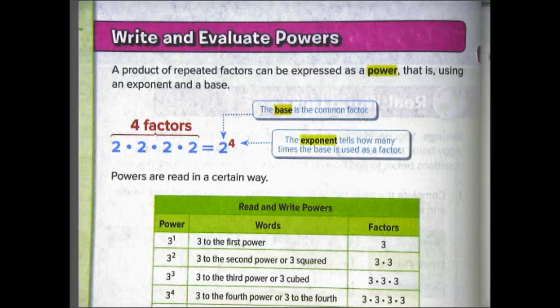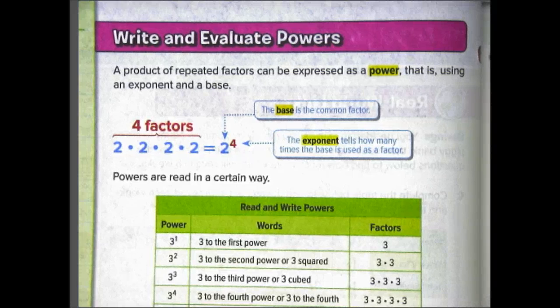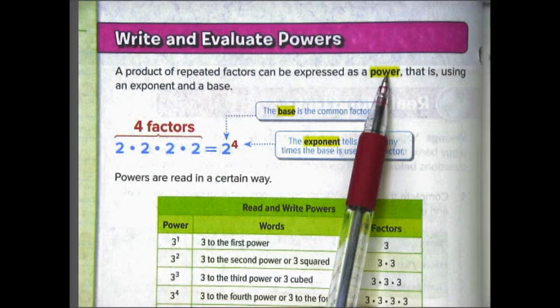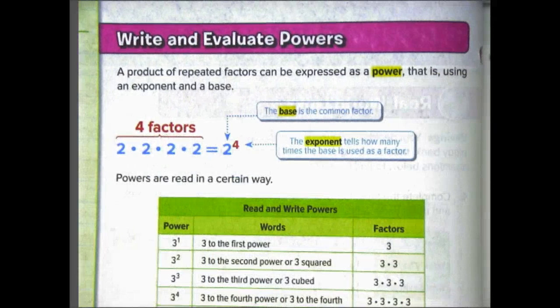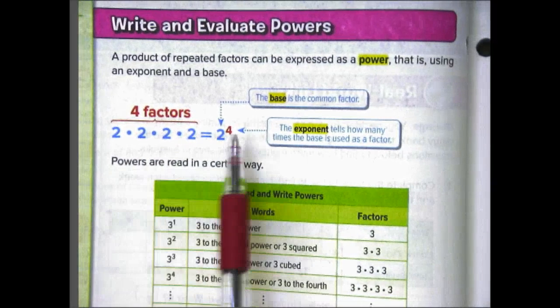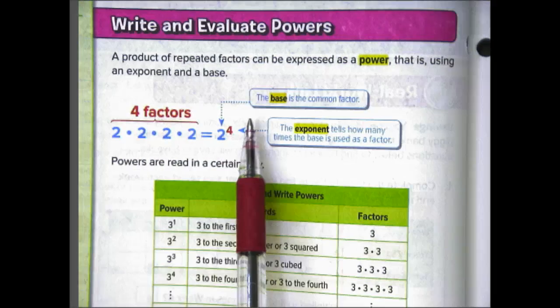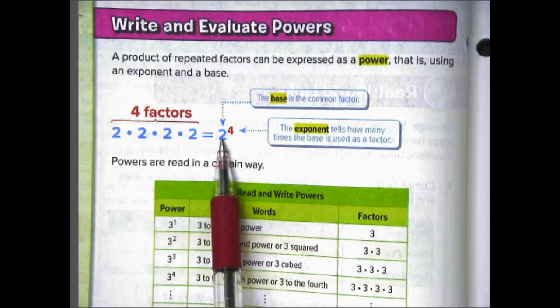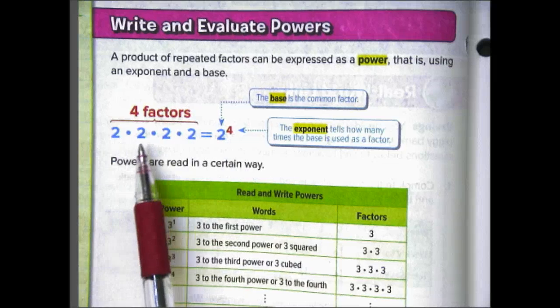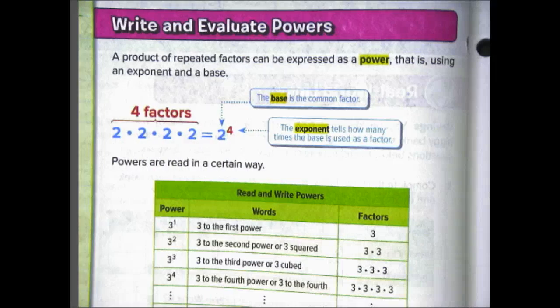Okay, on page 16, we're going to write and evaluate powers. A product of repeated factors can be expressed as a power, that is, using an exponent and a base, just like we wrote yesterday in our journal. 2 to the 4th power, the base is the common factor, or 2. The exponent is how many times the base is used as a factor, and so it would be 2 times 2 times 2 times 2.